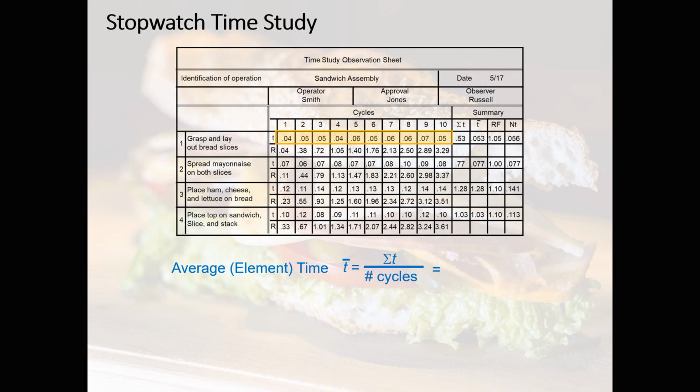So we're going to sum up all of the elements that are in orange, and we're going to get 0.53. And then we're going to take that and divide it by the number of cycles, which is 10. And that gives us 0.053. This is the average time it takes this particular worker to complete element 1.